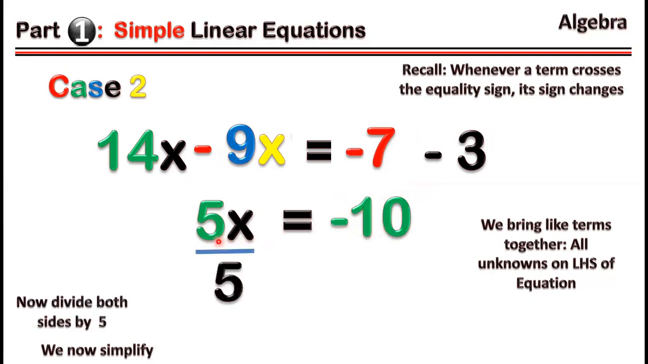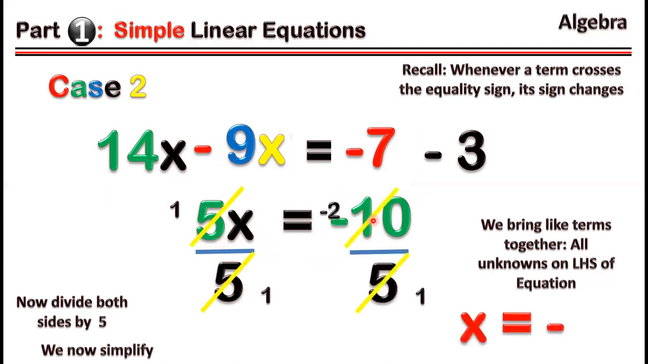Now divide both sides by 5. 5 here, 1; 5 here, 1. And on the right-hand side, we have minus 10 divided by 5. So 5 here, 1; 5 there, minus 2. And our x is equal to minus 2.